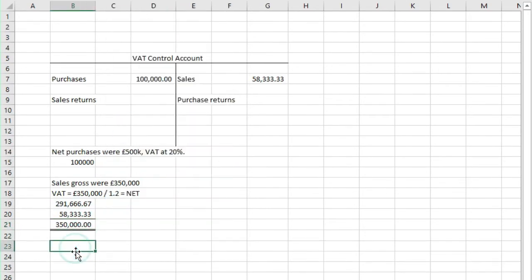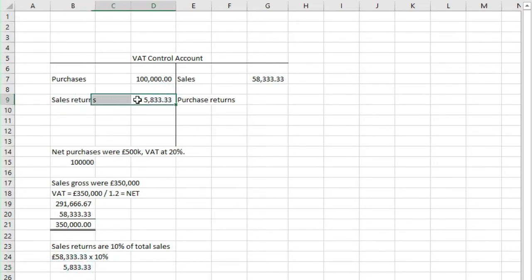Okay. Imagine also with this, you're told that sales returns in the month were 10% of the total sales made in that month. So if sales returns are 10% of total sales, we've already worked out the VAT for those sales. So we're going to go 58333.33 times by 10%. Dead quick way of doing that, equals 58333.33 times by 0.1. And that's the VAT element of those sales returns. So that's on this side.